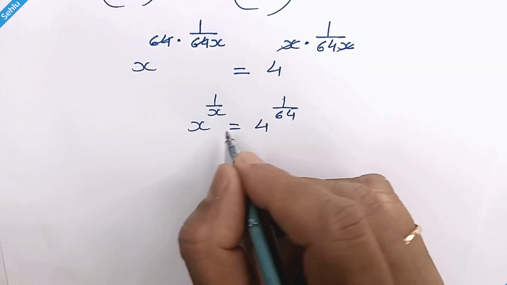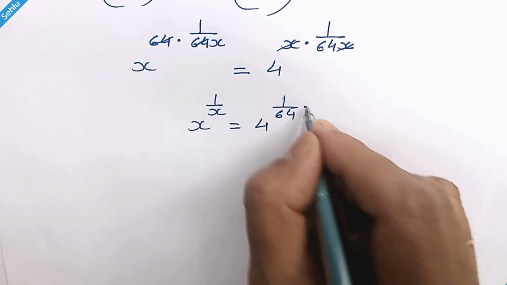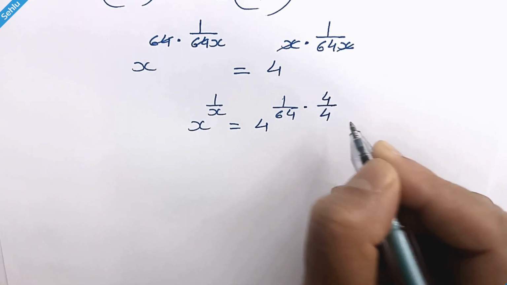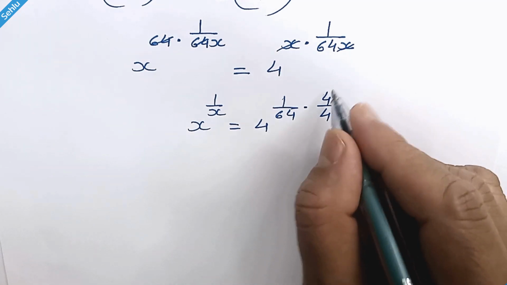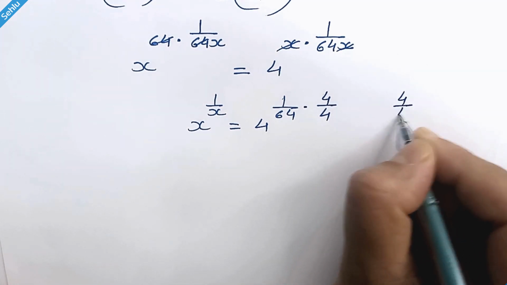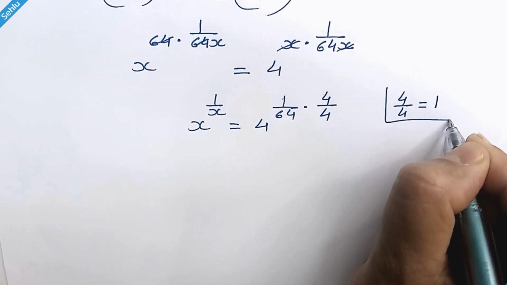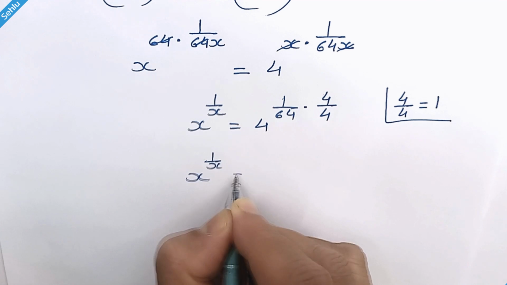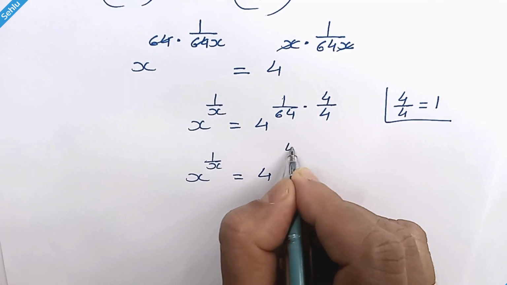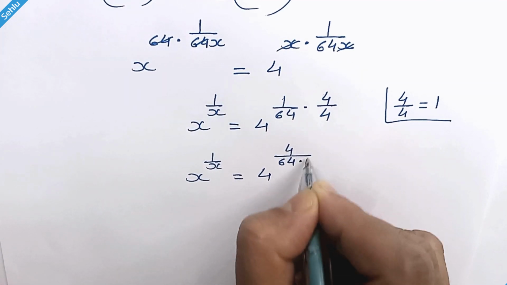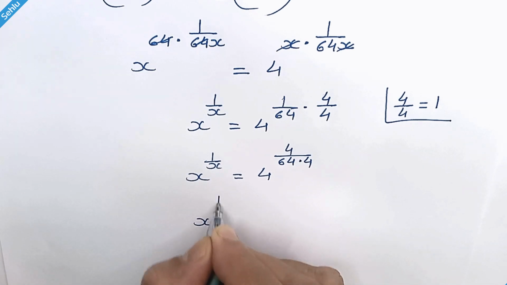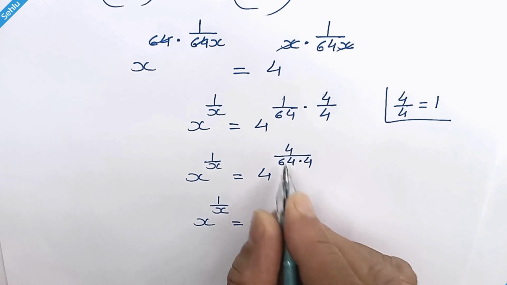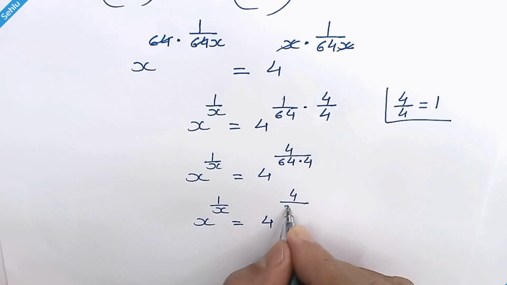Numbers and variables are separated. Now, on the right hand side, we will place 4 over 4 in the exponent. The value remains the same because 4 over 4 equals 1, right? So it will be... 64 times 4 is 256.